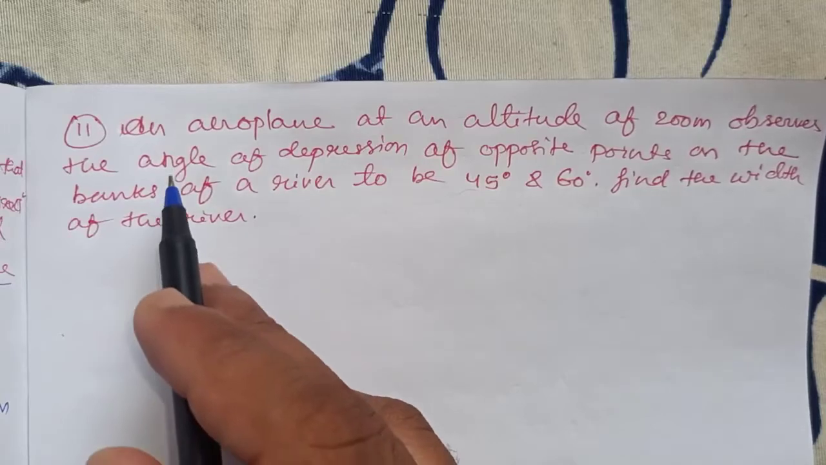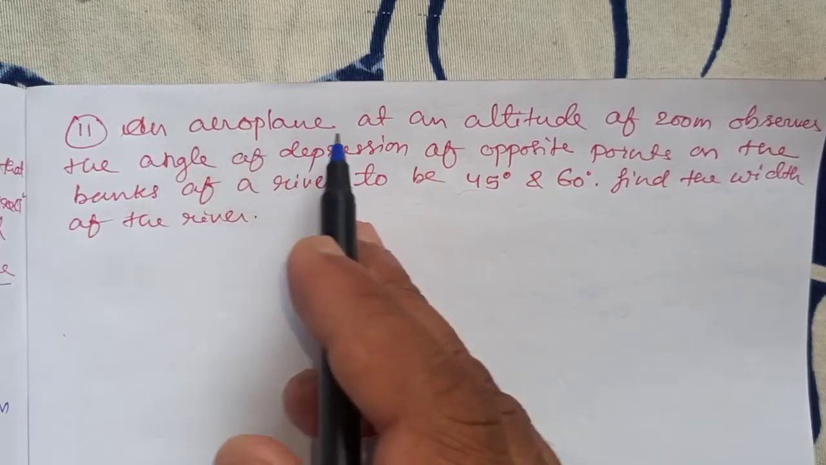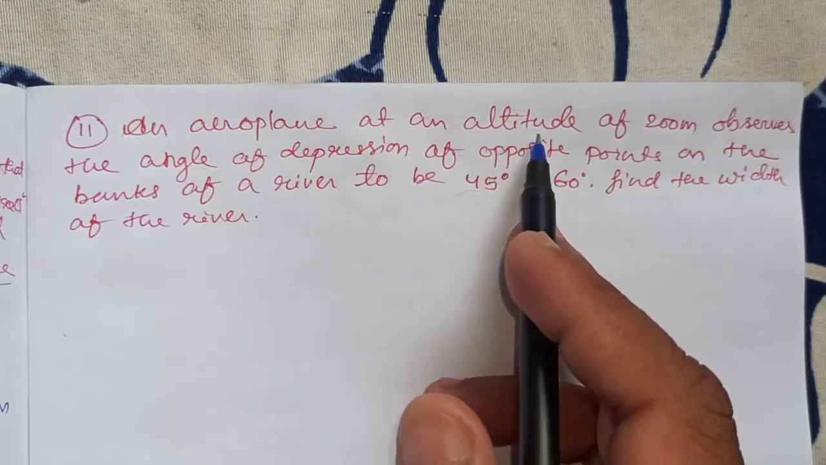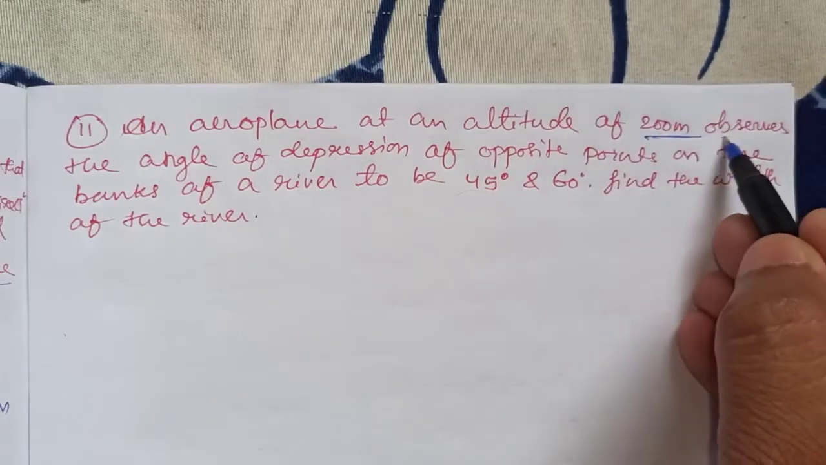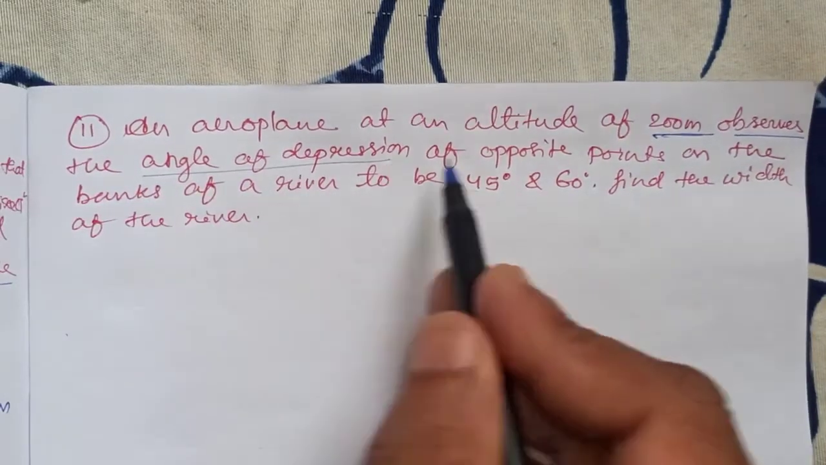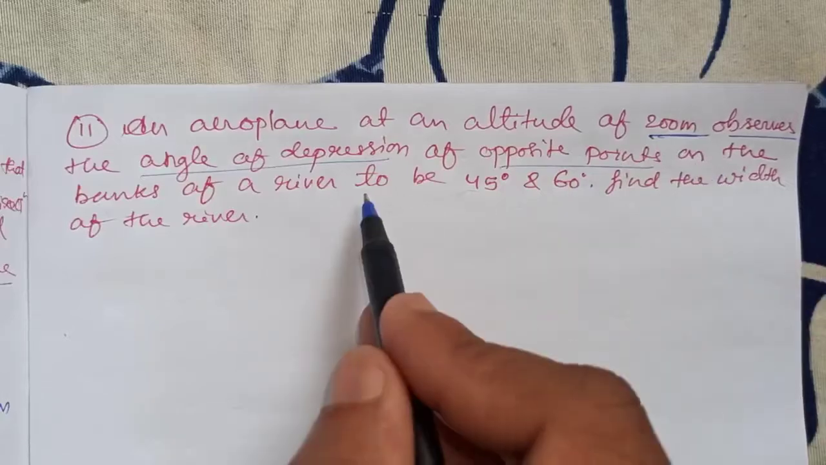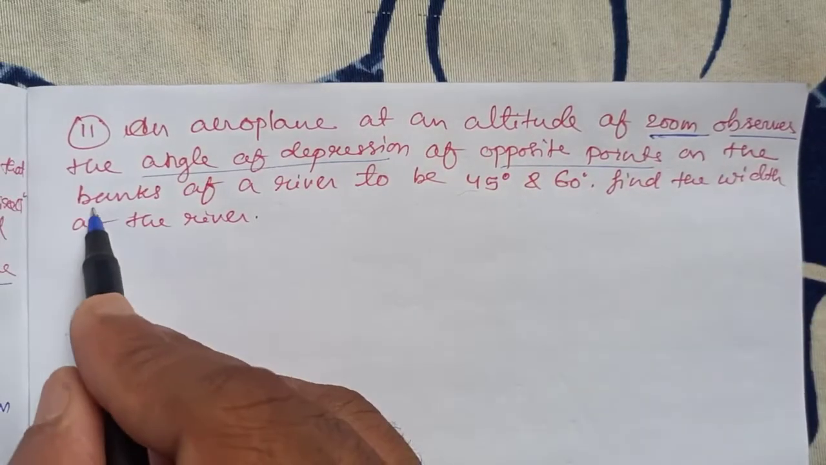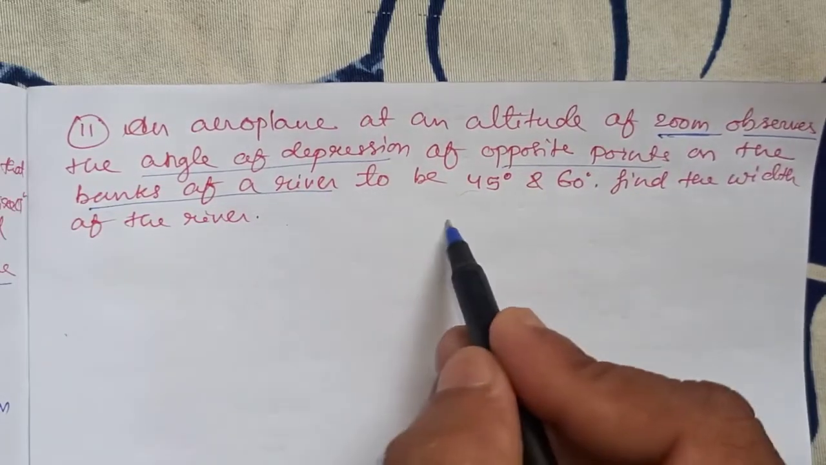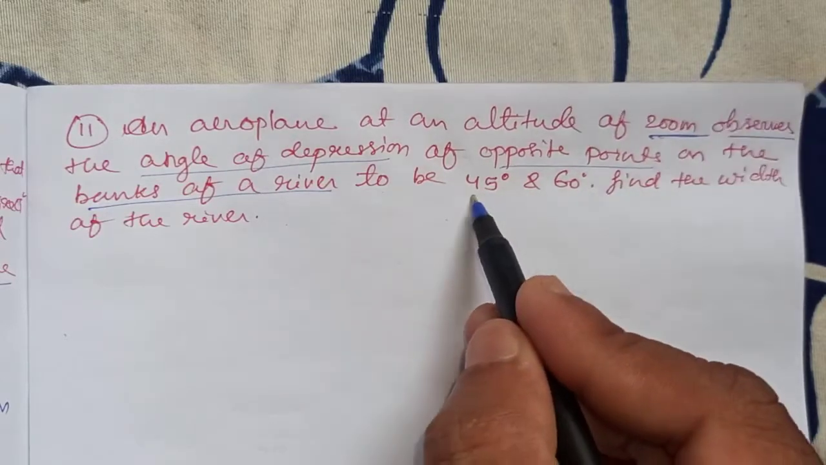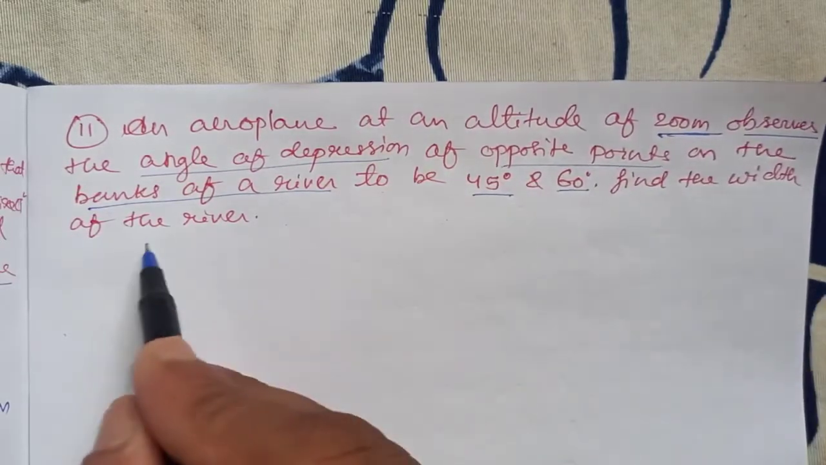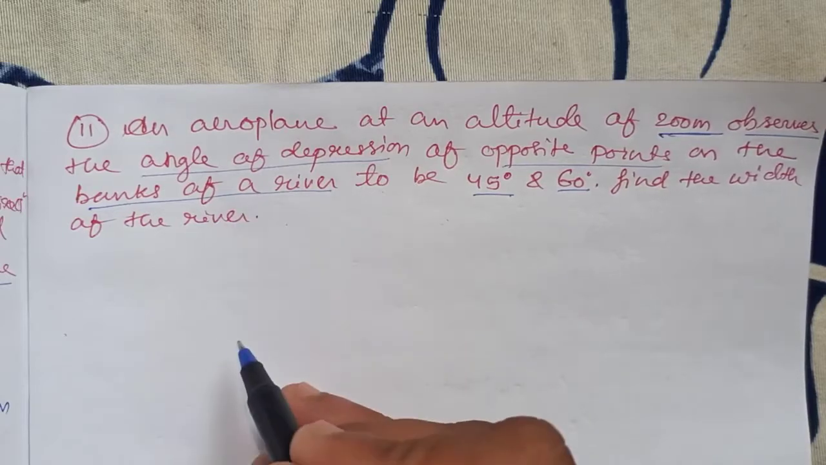Okay. Now question number 11. In question number 11 it is given an aeroplane at an altitude, means height, of 200 meter observes the angle of depression of opposite points on the banks of a river. Banks of a river means the end of the river. To be 45 degree and 60 degree. Find the width of the river. We have to find out the width of the river.